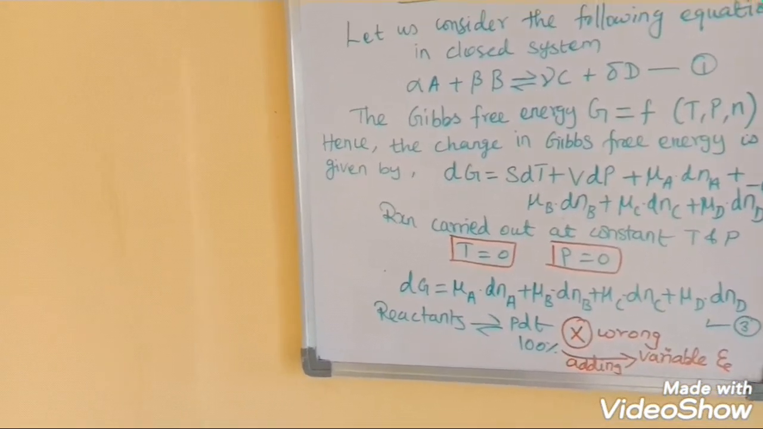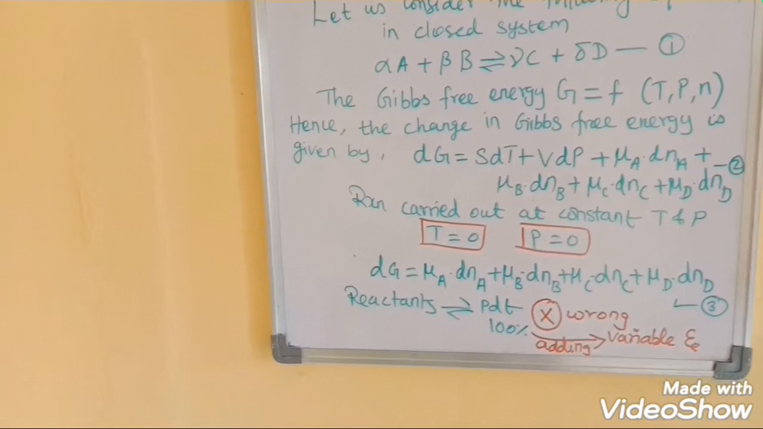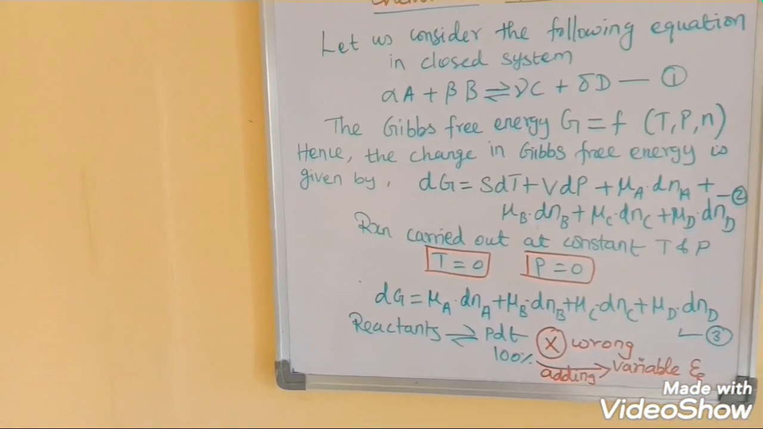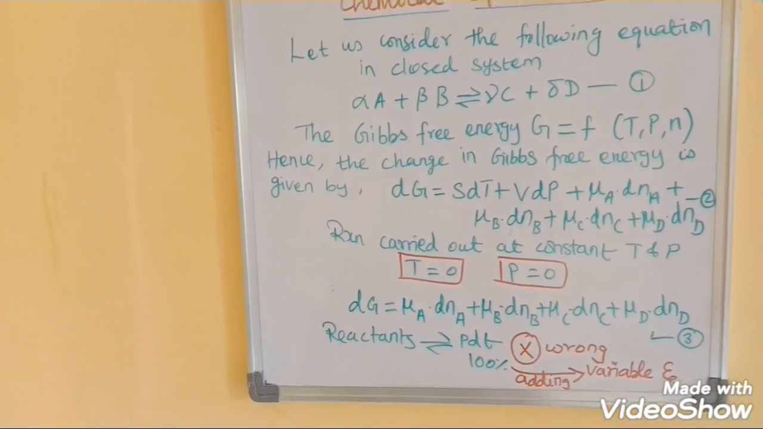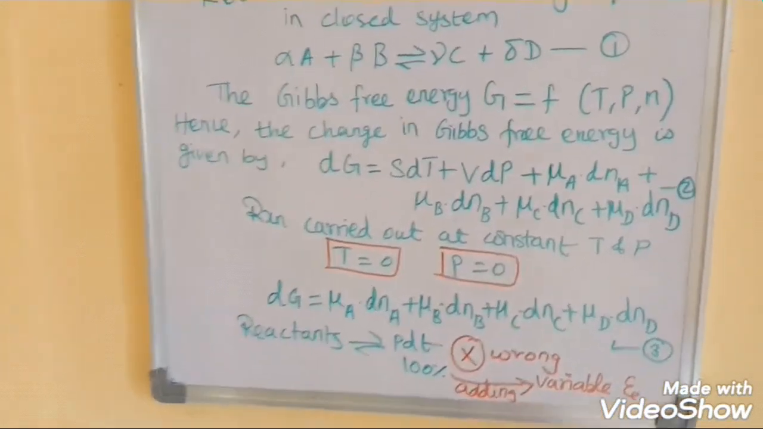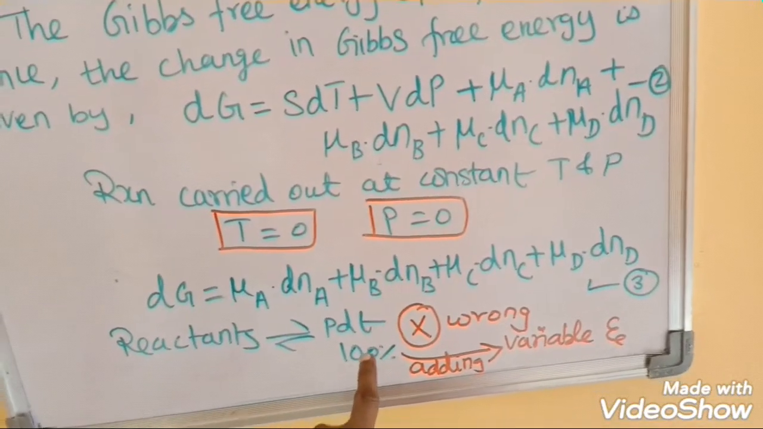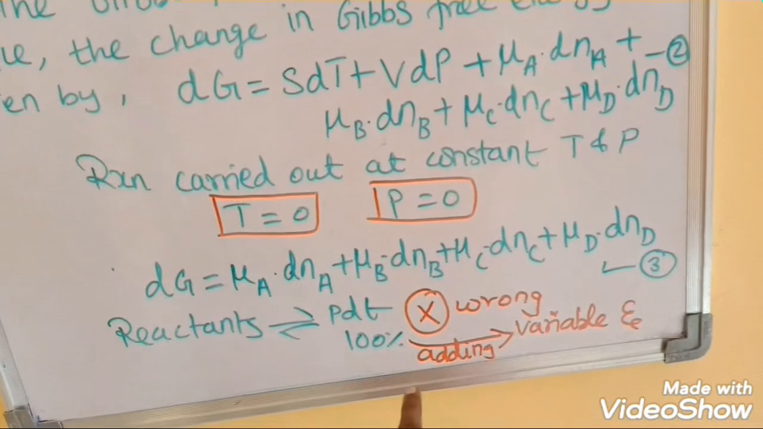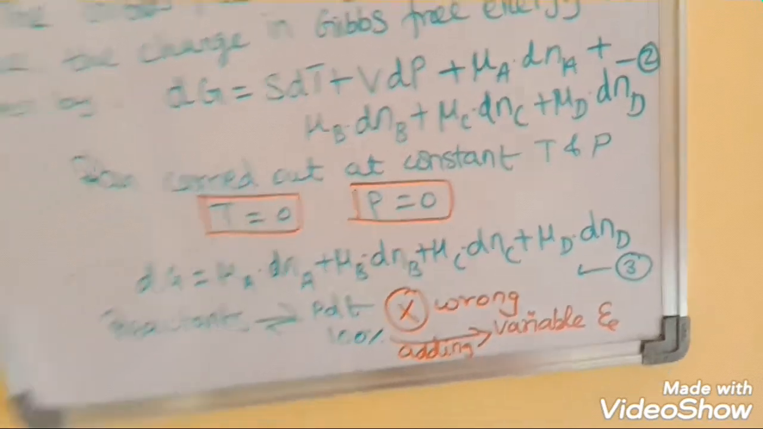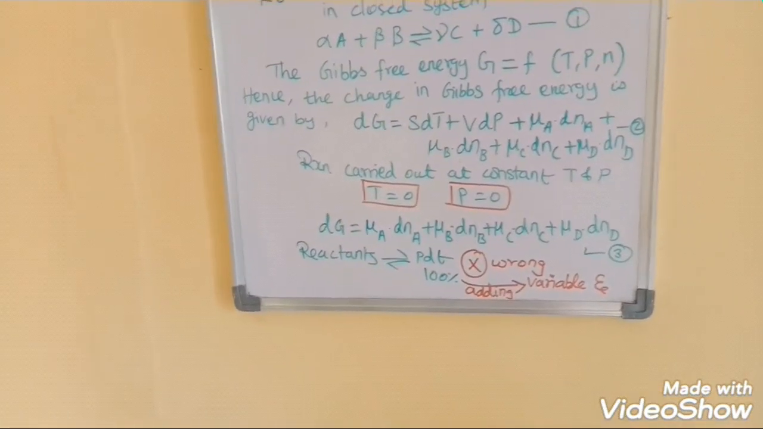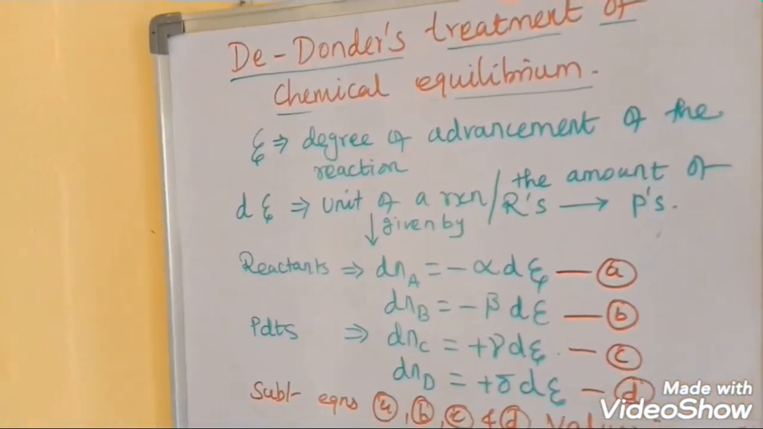This is expressed by 1 unit of the reaction having occurred. Obviously the progress of the reaction would be less than 100% if all the moles of reactant do not get converted into product. The concept that 100% of the reactant is converted into 100% product is wrong. So we are going to add one variable. What is the name of the symbol? Epsilon. That is what we are going to consider.